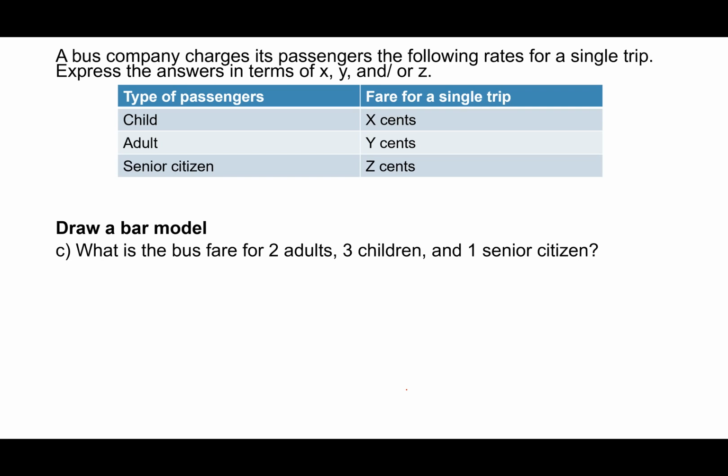Lucy M., can you give me the answer? Oh, we missed one thing. You got it partially right. We've got the children. Okay, hold on. Let me write what you said. You said 3x and 2y. We're right so far, but you said and one senior citizen. What do I need to write in for the senior citizen?